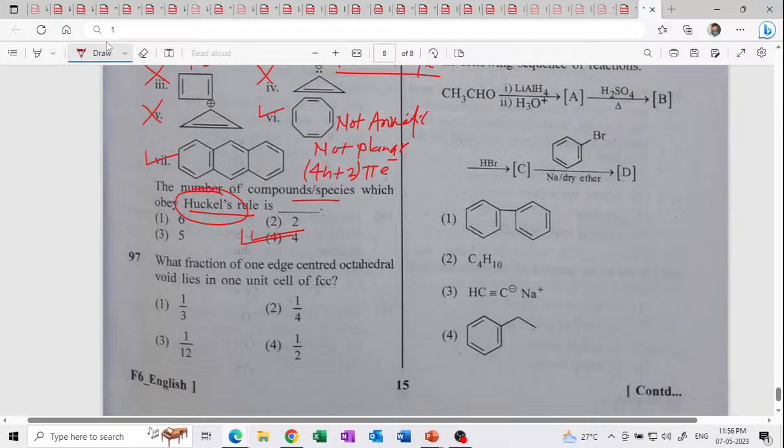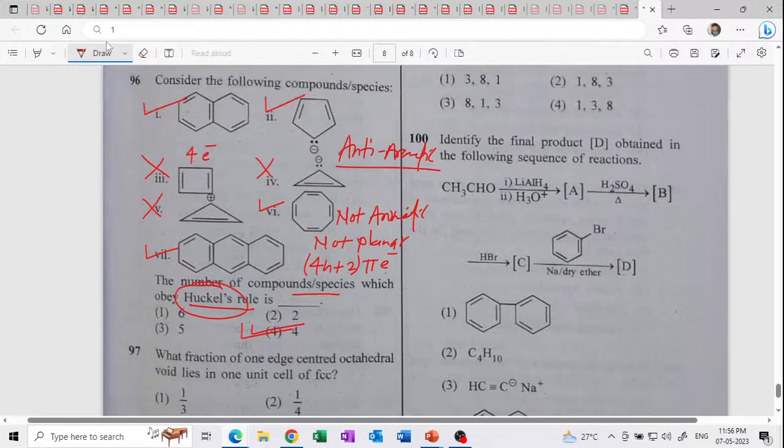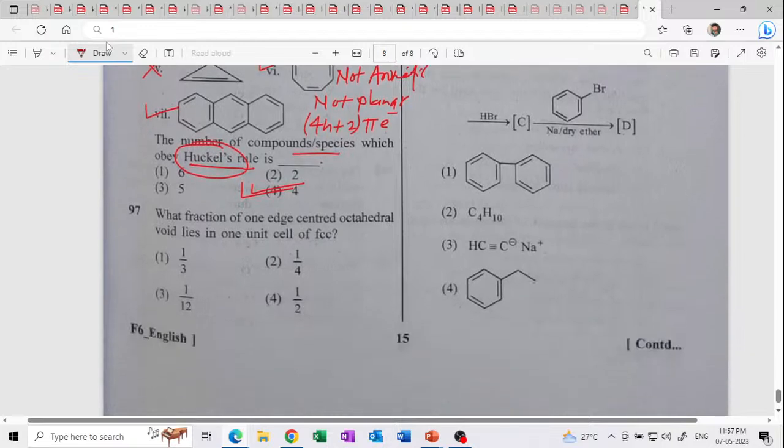So there are 4. And if the question asks for aromatic, then it is 3 only, na, note this. If aromatic, how many? 3, see. This is 1, 2. This is 3. This is again 4 and 5. This is aromatic, anti-aromatic, not aromatic. So all examples were given in it. This question is from aromatic compounds.